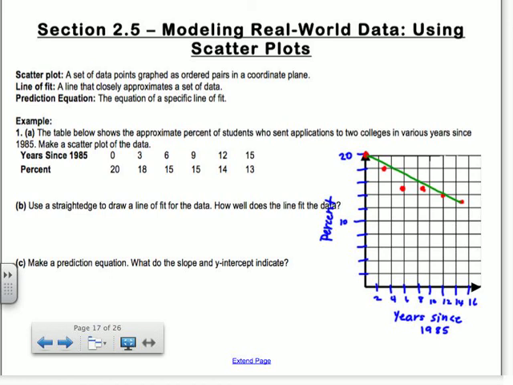So B says use a straight edge to draw a line of fit for the data. How well does it fit the data? So we're going to say it's pretty close. There's just a couple of points below the line, right?